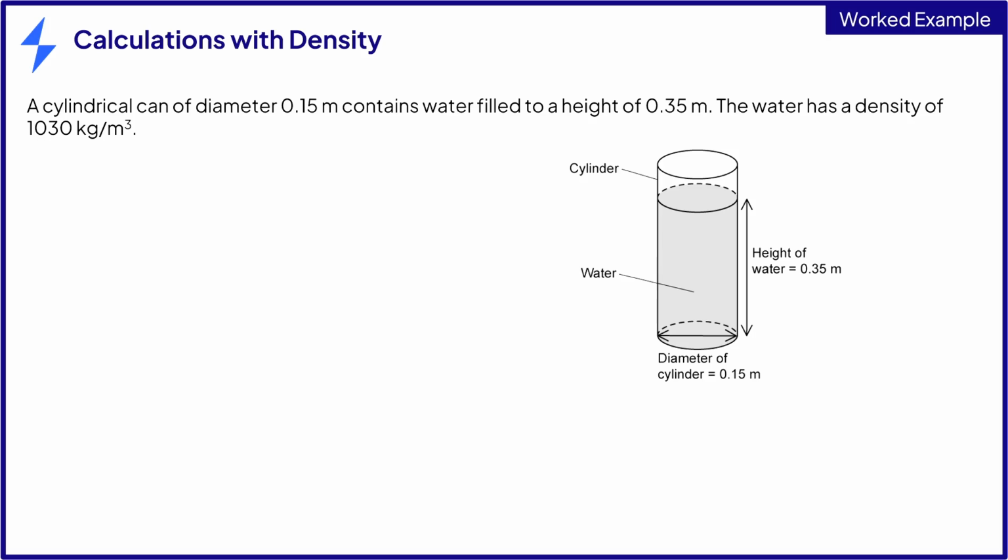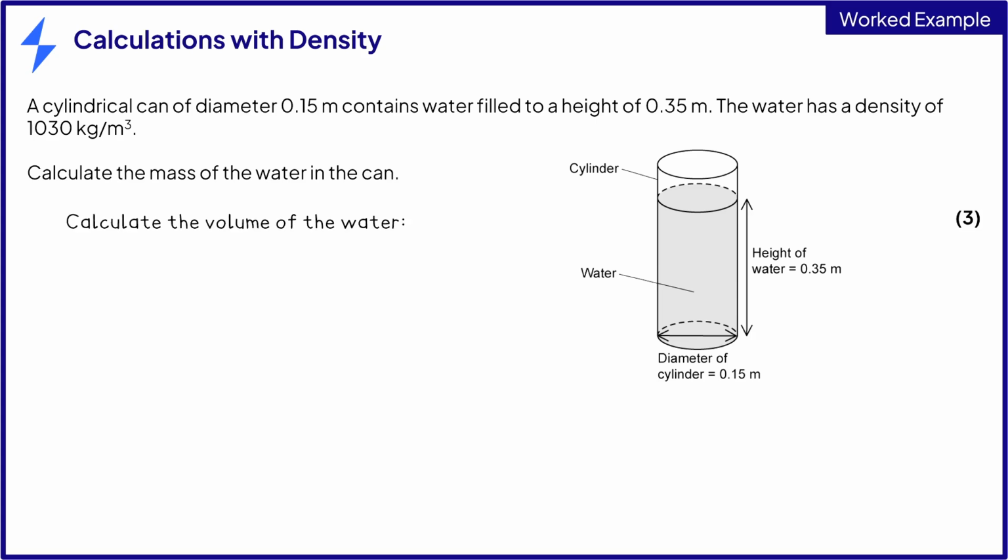This is a more difficult worked exam question. A cylindrical can of diameter 0.15 meters contains water filled to a height of 0.35 meters. The water has a density of 1,030 kilograms per meters cubed. Calculate the mass of the water in the can. This question is worth 3 marks. For the first mark, calculate the volume of water.